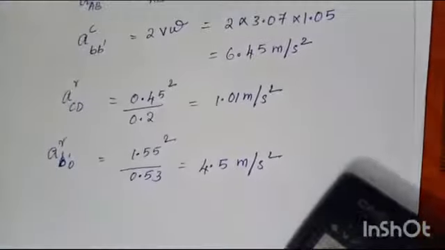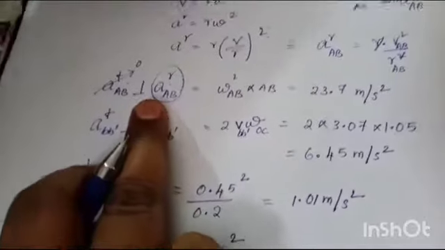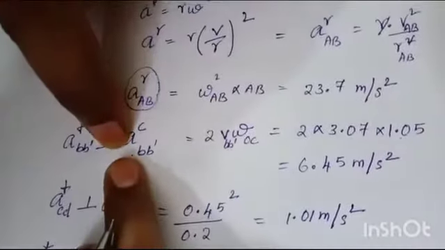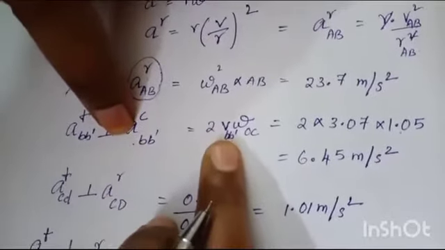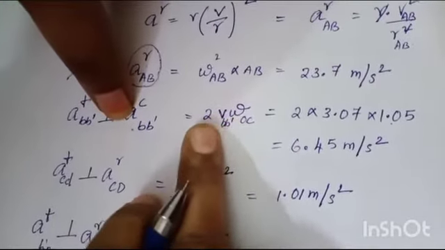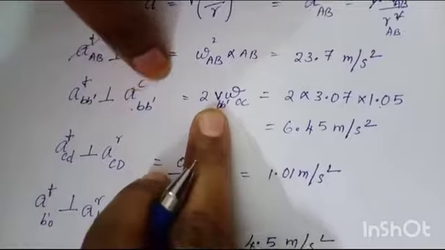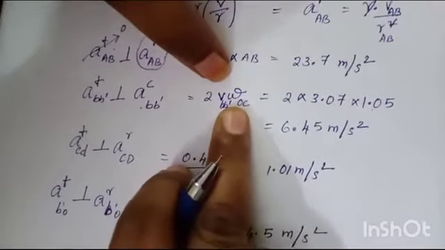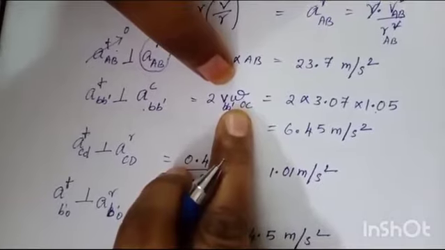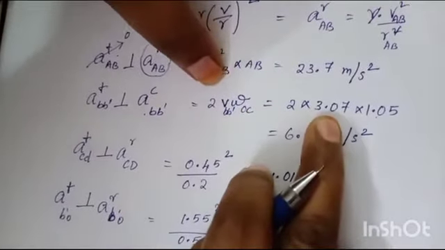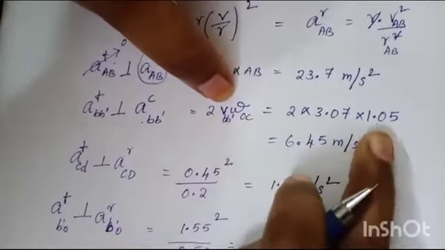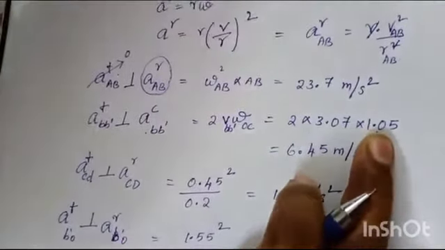So for all these conditions, AR AB I have calculated as omega square AB with the help of this, and for the Coriolis component you have to use this 2V omega. So 2V omega is nothing but the velocity of the slider VBB dash as well as the angular velocity of the lever. So the lever OC angular velocity is 3.07, which I have already calculated, and the velocity of BB dash you need to calculate from the velocity diagram.